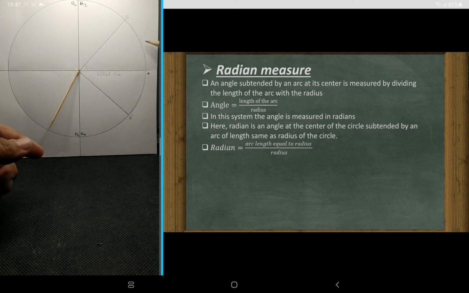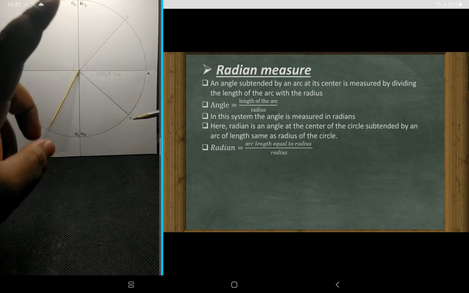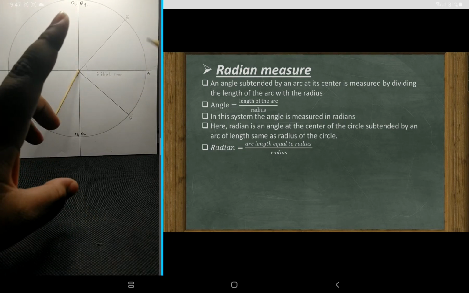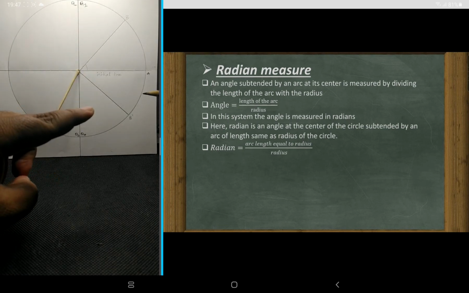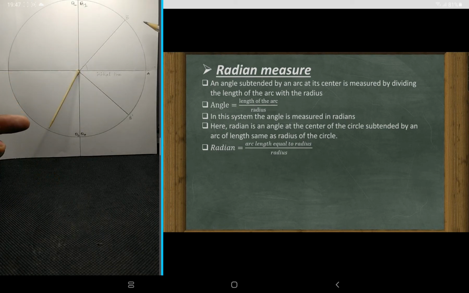If, for example, the arc is 10 meters and the radius is 10 meters, then when you divide them, you will get 10 by 10 equal to 1. That means the angle in terms of radians is equal to 1 radian. So 1 radian is the length of the arc, whose length is equal to the radius, divided by the radius. That you can see here. After this, the relation between degrees and radians.